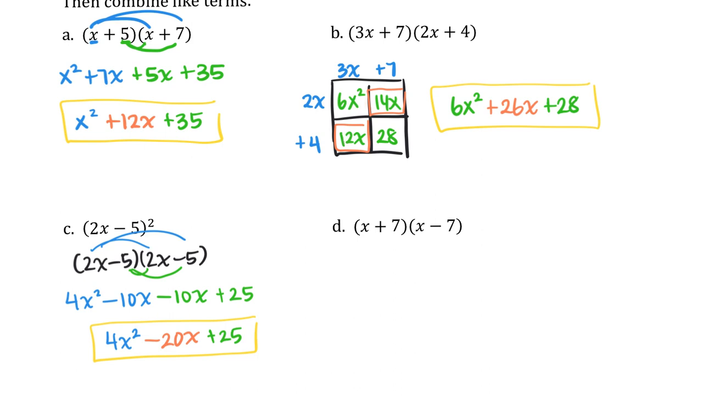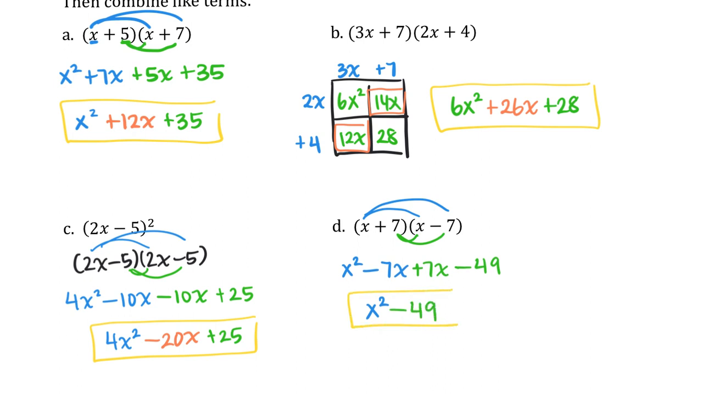Okay, go ahead and try D, unless you already did. And then you can just check your answer with me. x minus 7 times x plus 7. 7x, and 7 times negative 7, negative 49. Okay, this is x to the second. Negative 7x and positive 7x cancel, so I get x squared minus 49. And you might have learned this as a difference of squares and learned there was some kind of pattern there.